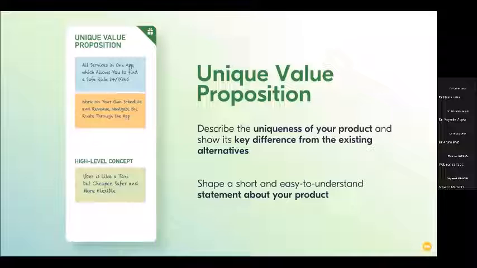In the lower part of the unique value proposition box, there is a place for creating a high-level concept, a short and easy-to-understand statement about your product. It's a kind of elevator pitch you will use when addressing your product. As an example, Uber is like taxi, but cheaper, safer, and more flexible.